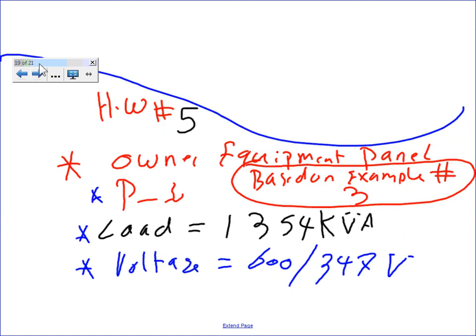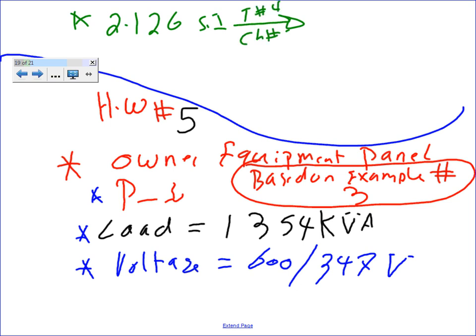All right, so the last thing I'm going to do, guys, is I want to take my, right in here, 2.126 square inch. Take this one to Table number 4, Chapter number 9, and it's EMT, and this is 40% fill.